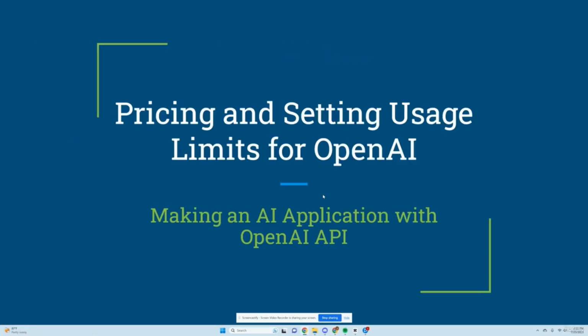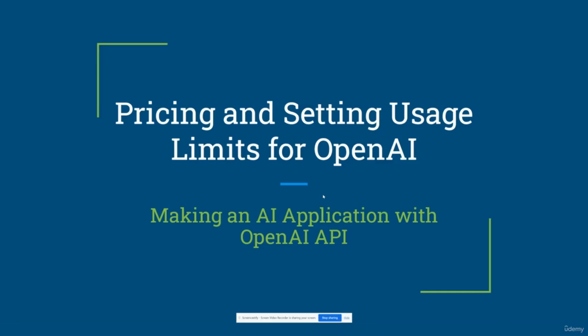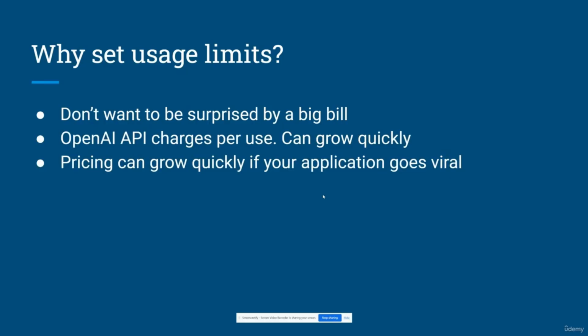Now let's go over pricing and setting usage limits for the OpenAI API. So why set usage limits? First of all, we don't want to be surprised with a really big bill. The OpenAI API is charged per use, and the usage can grow extremely quickly, especially if your application goes viral, which is always a risk with the internet and releasing applications online. If you suddenly get a large spike in usage, you might run out of usage or get presented with a large bill, which you might not be ready to pay, especially if you were giving your application away for free. This is definitely a risk that you should look out for when you're using the OpenAI API.